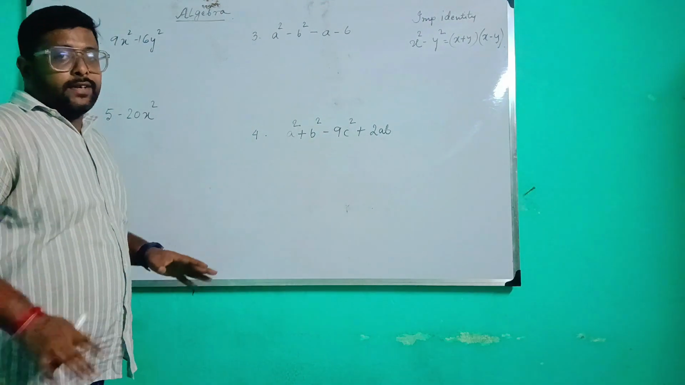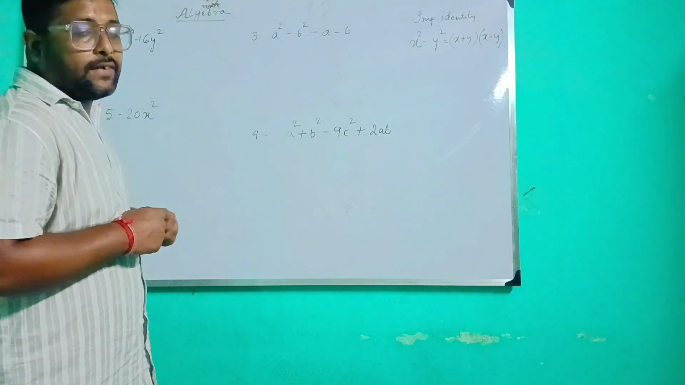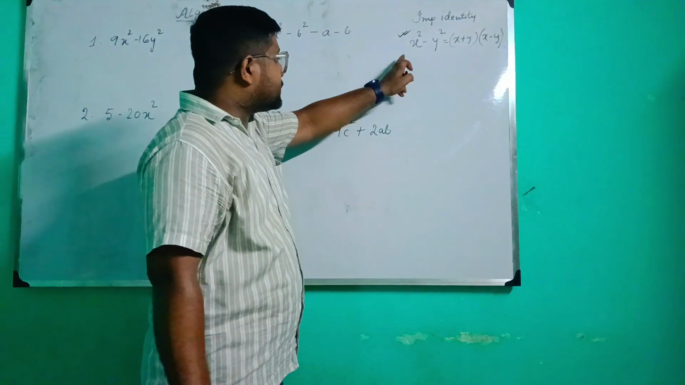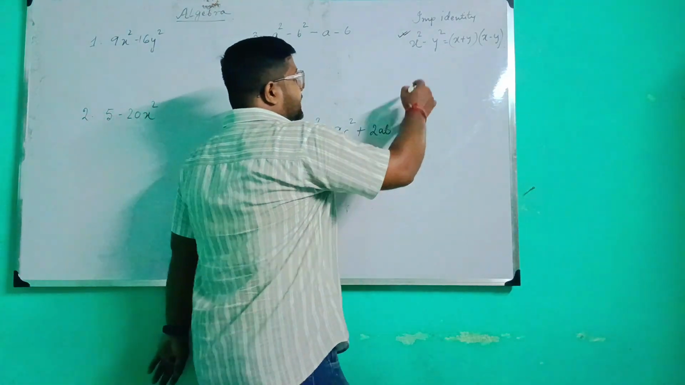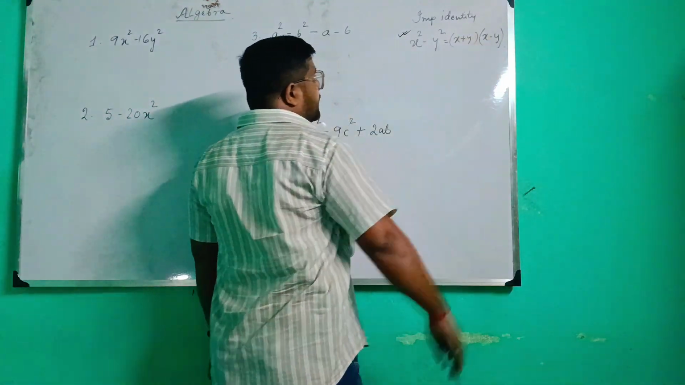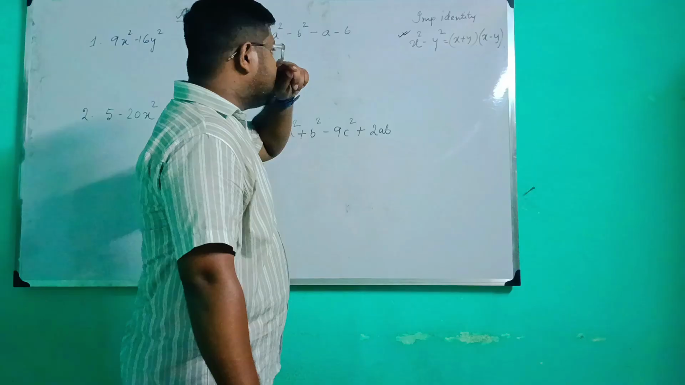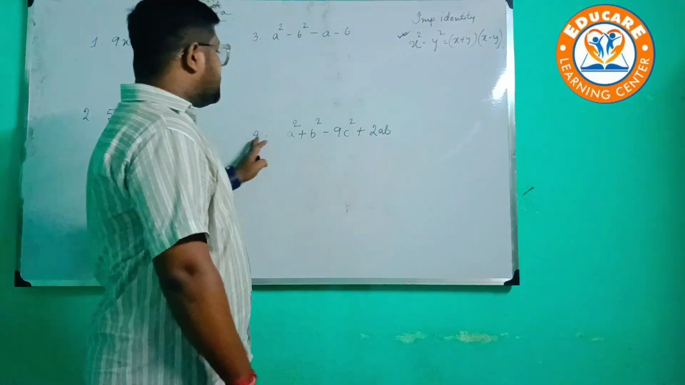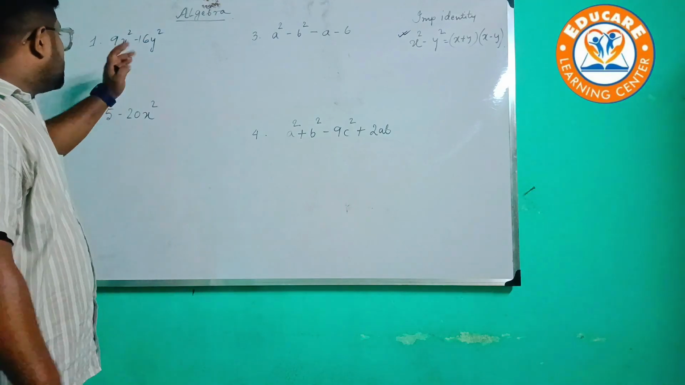Today we will discuss a very important identity of algebra, which is x square minus y square. The formula says x plus y and x minus y. A very important concept. Let's see how we can implement this concept in this type of sums. Let's look at the first question.